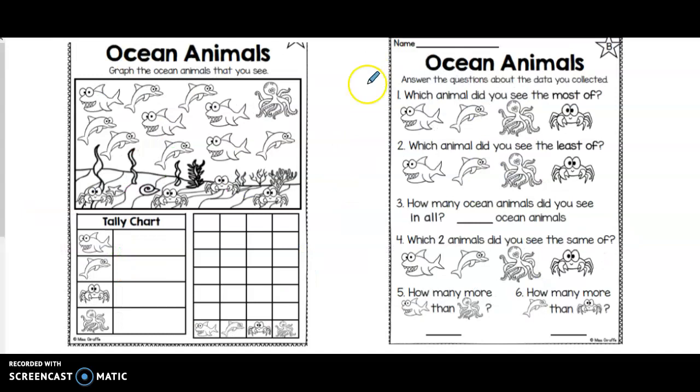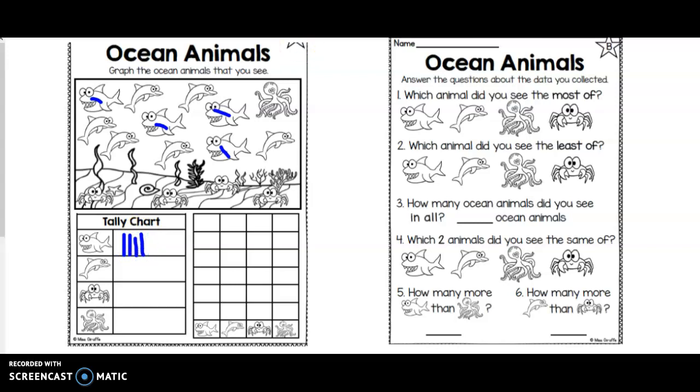Now for your assignment today, your job is to do the exact same thing, only with ocean animals. You're going to first tally them up. So like I said, what I would do is color them according to whichever one you're looking for. So if you're doing sharks, you would count 1, 2, 3, 4. I see 4 sharks and I tally 1, 2, 3, 4.